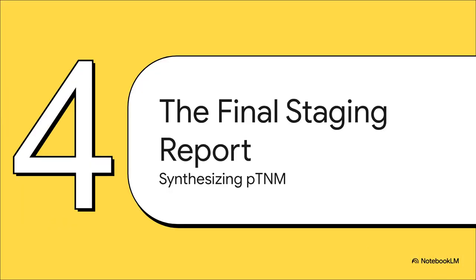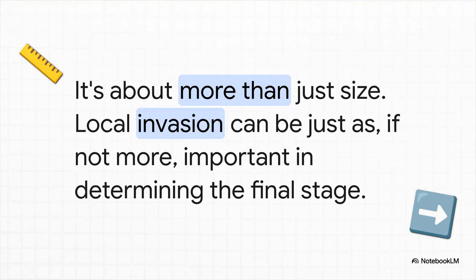All right, we've done the hard work. We've collected all our data points on the tumor, the nodes, and the local invasion. Now it's time to put it all together and build that final PTNM stage classification. When it comes to the T category, I want you to remember this one thing. The ruler isn't the only tool that matters. Often, where the tumor is going is way more important than just how big it is.